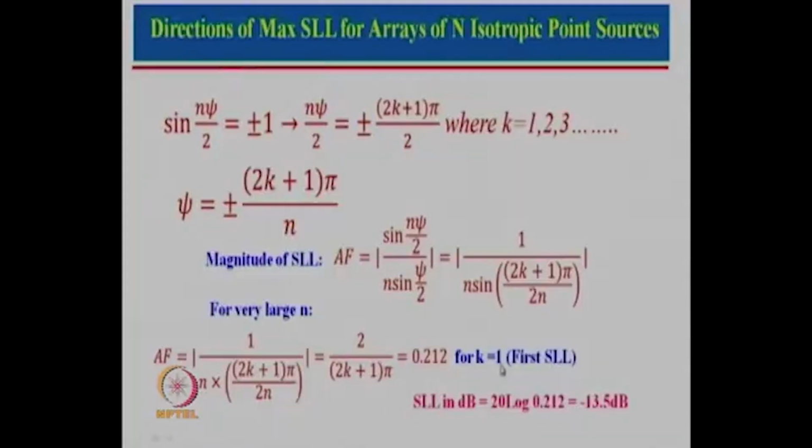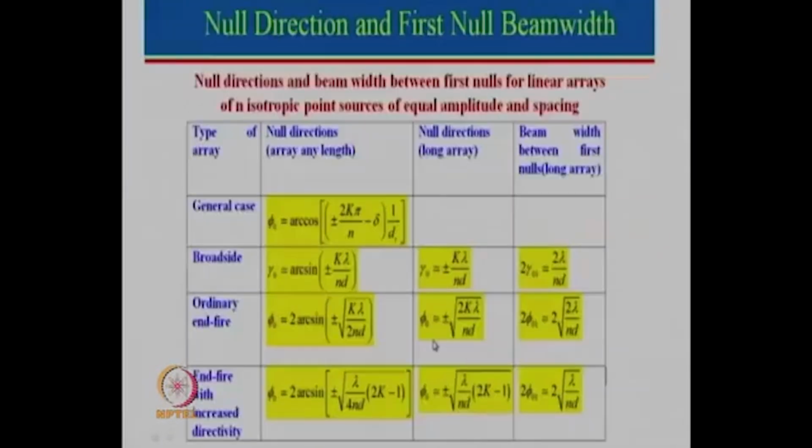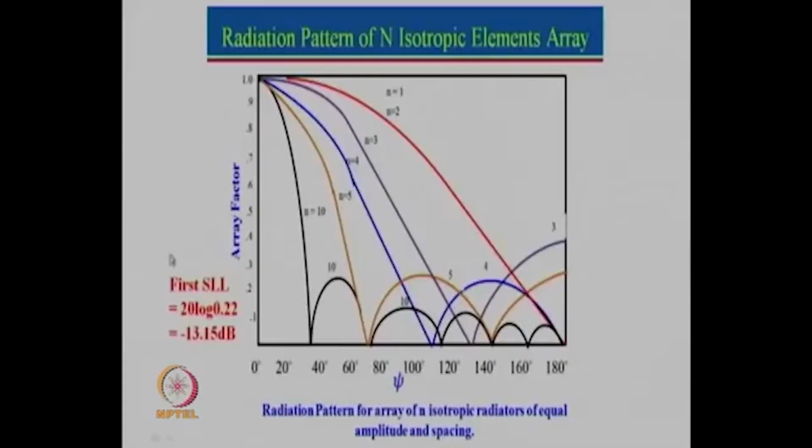So the first side lobe will be for k equal to 1, and that comes out to be 0.212, and if we take 20 log, then it comes out to be minus 13.5 dB. So we can actually see that if all the elements are fed with uniform amplitude, the best side lobe level we can get is minus 13.5 dB for the first side lobe. For the second side lobe k will become 2, this value will be smaller. For the third side lobe, k will be 3, this value will become even smaller, and this is obvious from the curve that the first side lobe level is the largest.